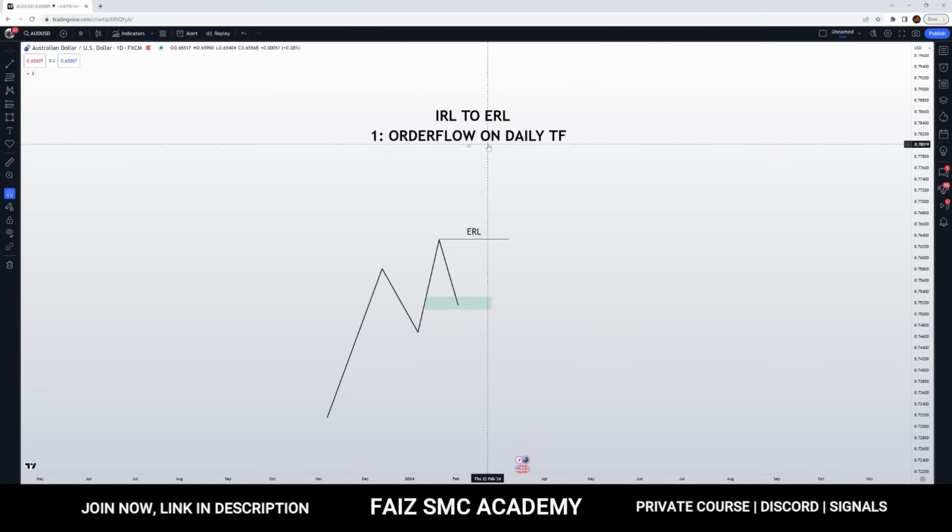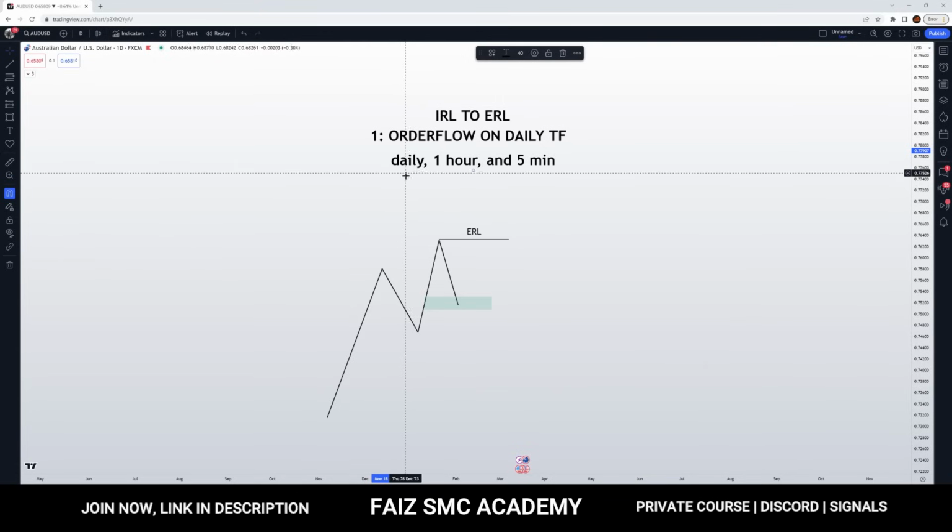So we're going to use 3 time frames to frame our trade. First of all, the daily, of course, where we're going to look at the order flow. And we want to choose daily, 1 hour and 5 minute time frame. This is going to be our time frame alignment. So we have to mark out internal range liquidity, which is going to be the fair value gap, on the daily time frame. So this is step number 1.